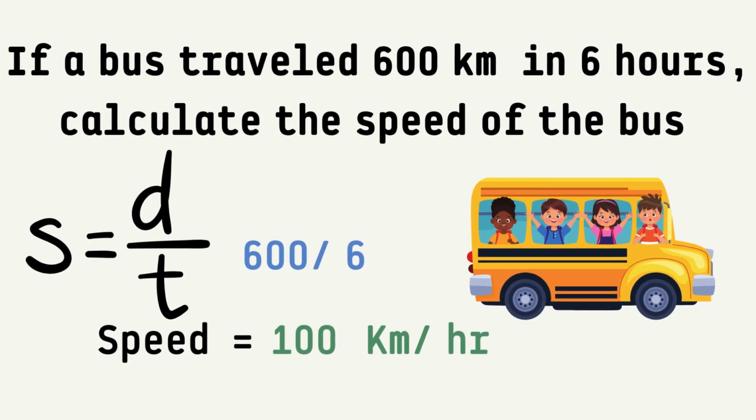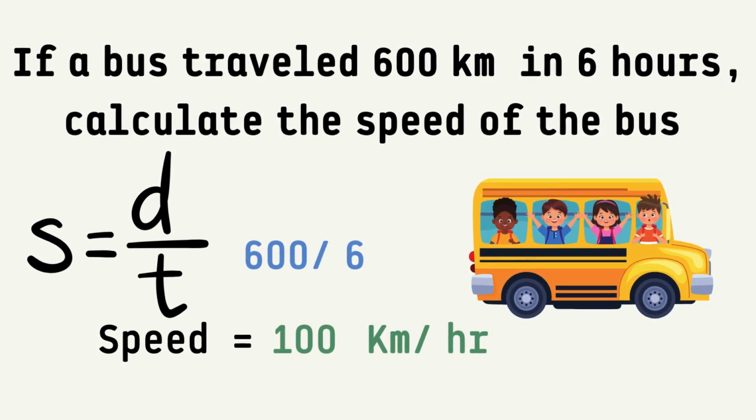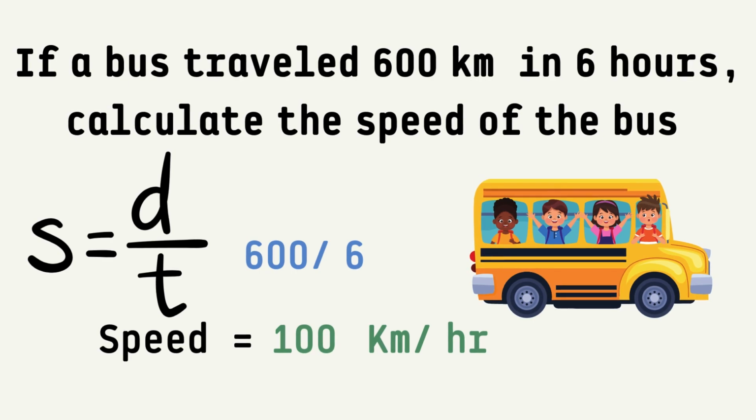If a bus traveled 600 kilometers in 6 hours, calculate the speed of the bus. So here S equals D divided by T, as S refers to the speed, D for the distance, and T for the time. Here the distance is 600 kilometers. So we will divide 600 by the time, which is 6. So 600 divided by 6 will equal 100.